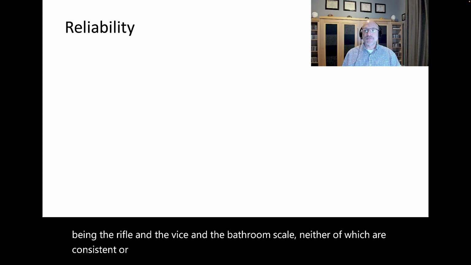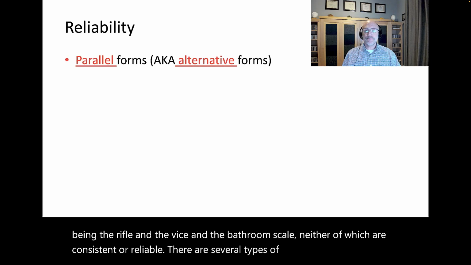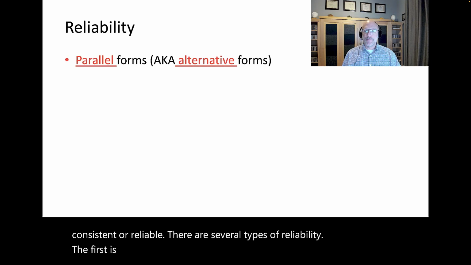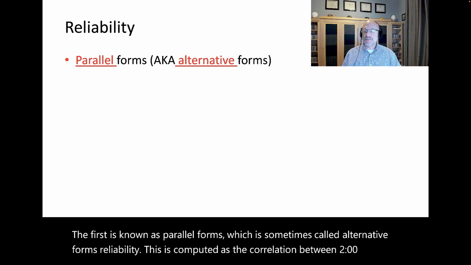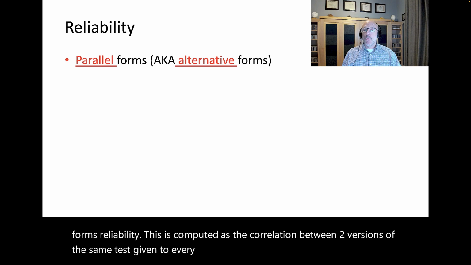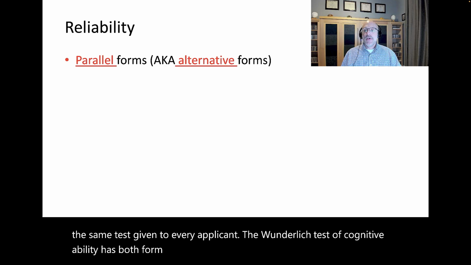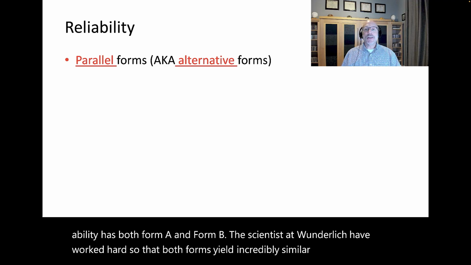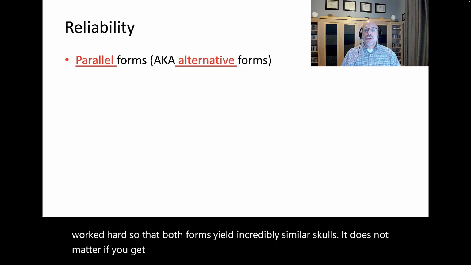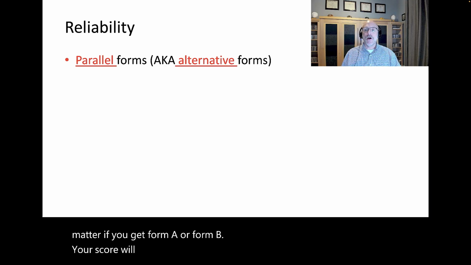There are several types of reliability. The first is known as parallel forms, which is sometimes called alternative forms reliability. This is computed as the correlation between two versions of the same test given to every applicant. The Wunderlich test of cognitive ability has both Form A and Form B. The scientists at Wunderlich have worked hard so that both forms yield incredibly similar scores. It does not matter if you get Form A or Form B, your score will be reliably similar on either form.